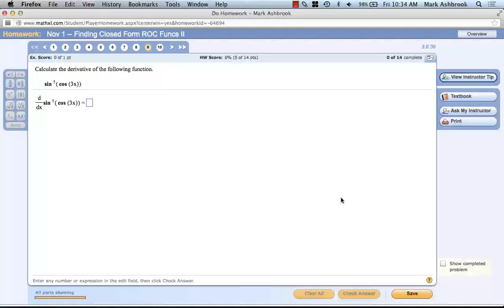Let me write it larger here. So it's sine. This notation means that the whole thing, sine, is raised to the 5th. So I'm going to rewrite it this way. That's another way to write this function. Now as x changes a little bit, how much does 3x change? 3 times as much.